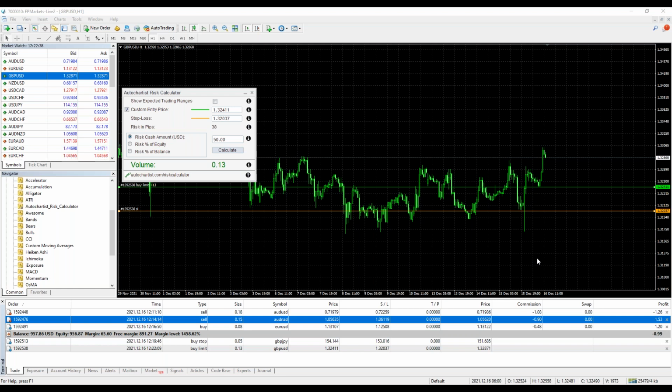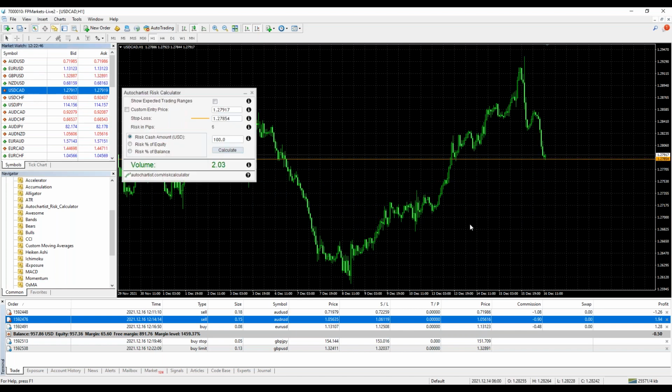Okay. Now, I want to show you another feature. I'm going to go on to a completely different instrument that I haven't traded yet, where there's not that many lines. Now, there is a feature called Show Expected Trading Ranges. If you click it, it brings up these very interesting lines on the right-hand side of the chart. Let me explain to you what they are.